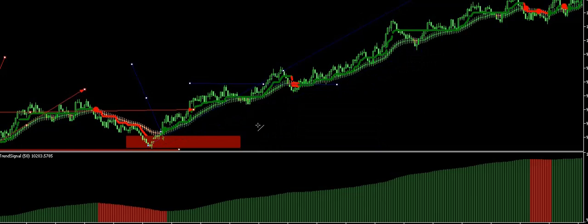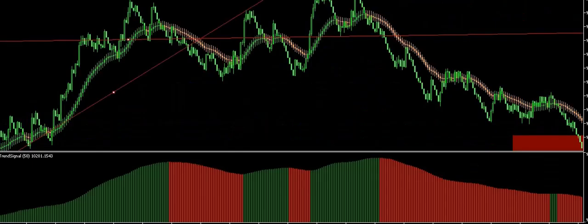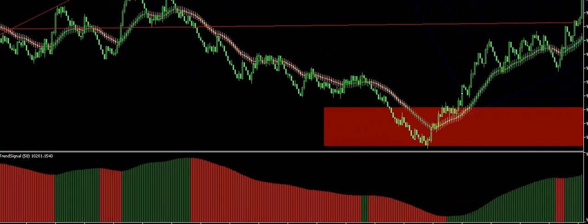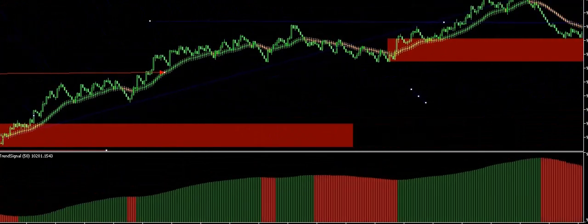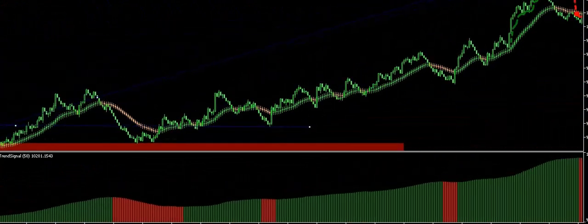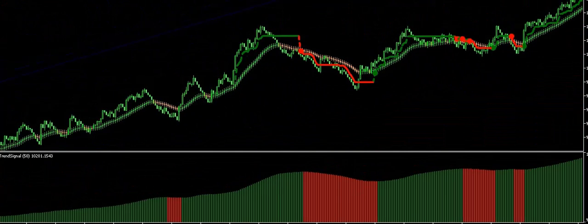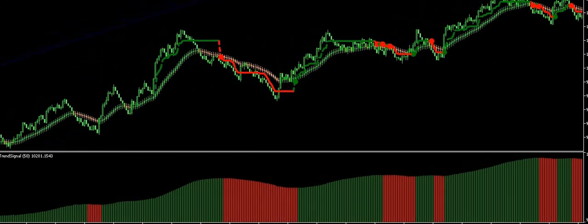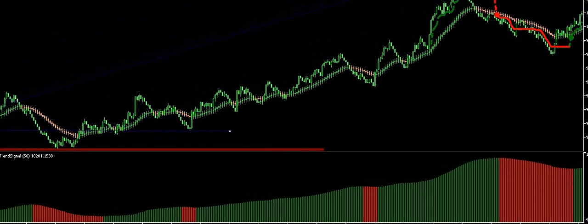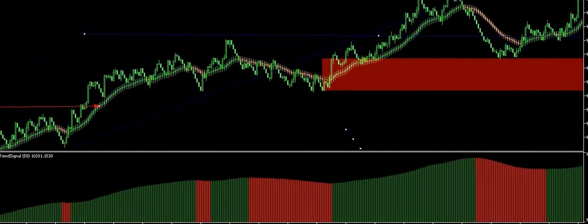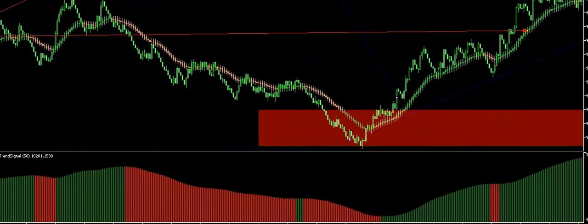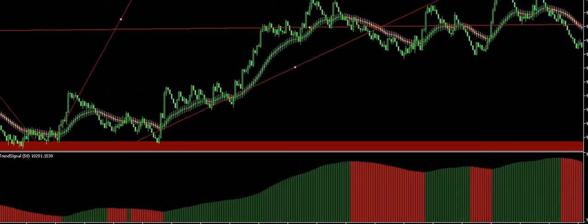So you can see now the market took out this structure. So I told you about step OBs. So the market is coming back here. So you can go to 15 minutes. Let me show you guys something. I will show you how to catch sniper entries.